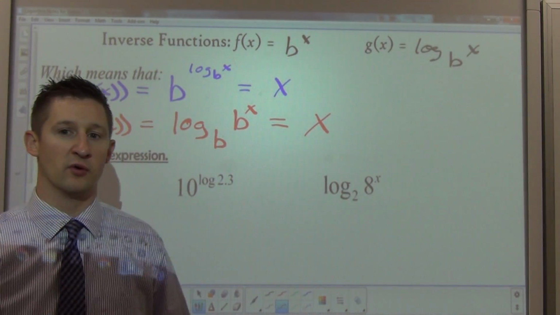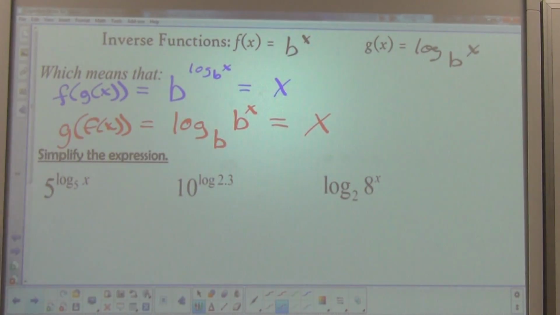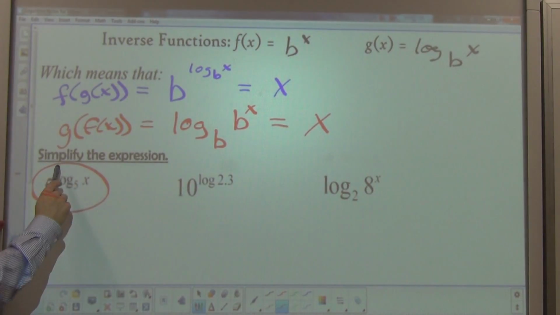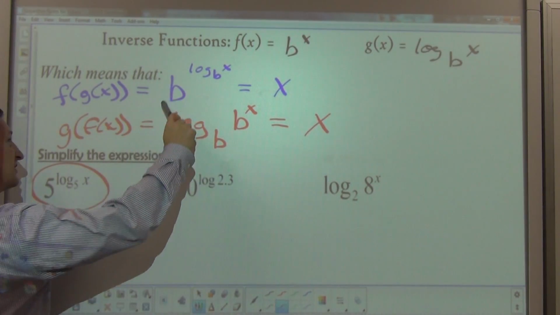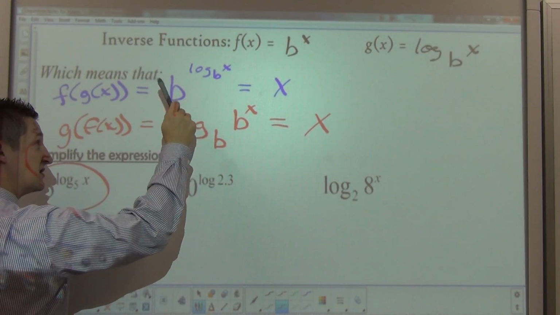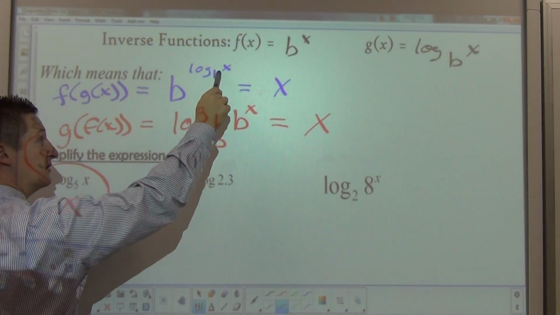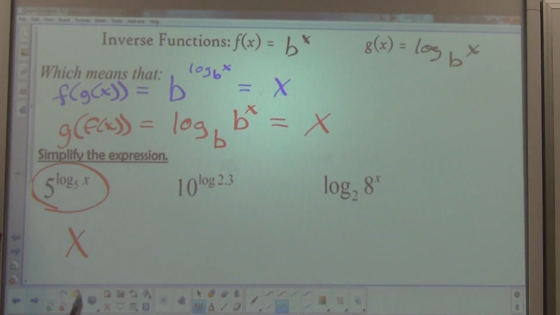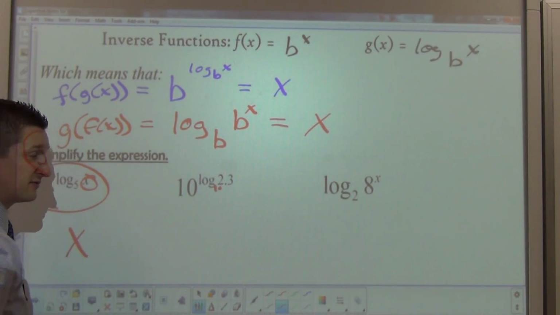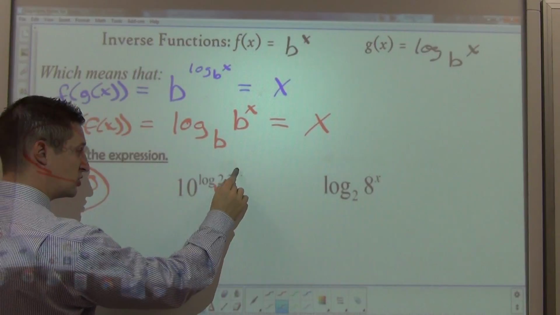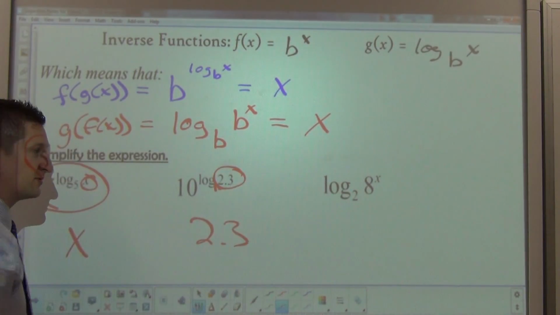Now, you might wonder, well, what in the world is the point? Well, here's the point. If I were to look at an expression like this one, 5 raised to the log base 5 of x, and I was asked to simplify that, this would equal x. Because 5 raised to the log base 5, it's almost as if it cancels itself out. When I have the same base here and in the logarithm, that sort of wipes itself out, leaves me with whatever that expression might be. In that case, x. If I have 10 raised to the log of 2.3, remember that log just by itself means that there's a base of 10 implied, so this expression is equal to just 2.3, wipes it out.